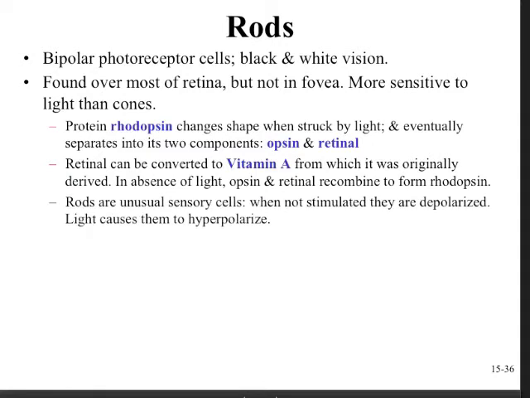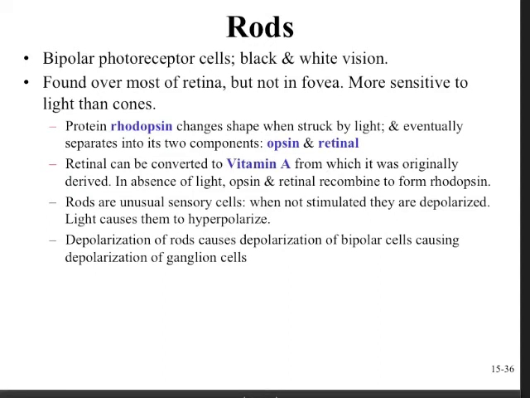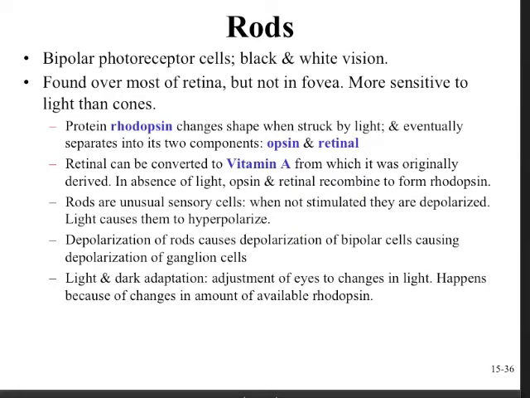Rods are unusual sensory cells. When not stimulated, they're depolarized, and light causes them to actually hyperpolarize. So this is the reverse of what we think of when we think mostly of nerve and muscle cells, for instance, that depolarization produces the response. Here, hyperpolarization produces the response. The depolarization of rods causes depolarization of bipolar cells, causes depolarization of ganglion cells.